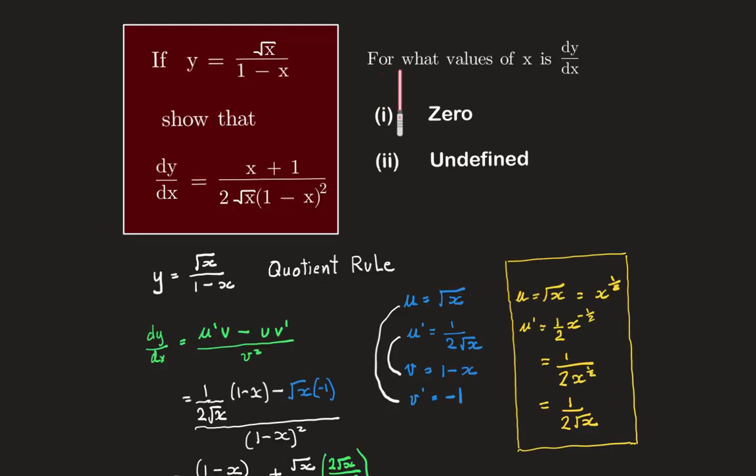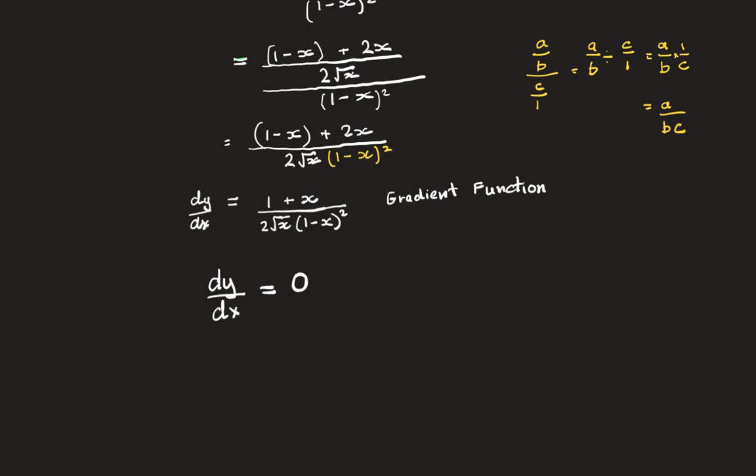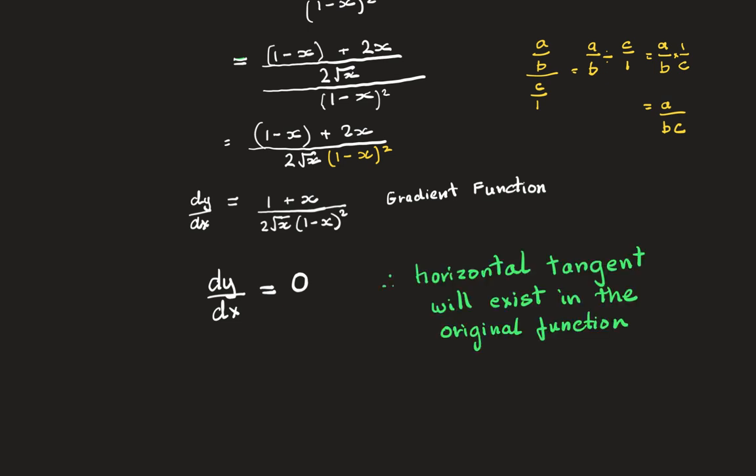Now for the second part, we assess for what values of x is that gradient function 0. Why do we need to know this? Well, when the gradient is 0, that means that there is a horizontal tangent in the original function. What's important about a horizontal tangent is the fact that we can usually find out whether a function has a maximum or a minimum. So frequently we will be asked to find at what points this happens.